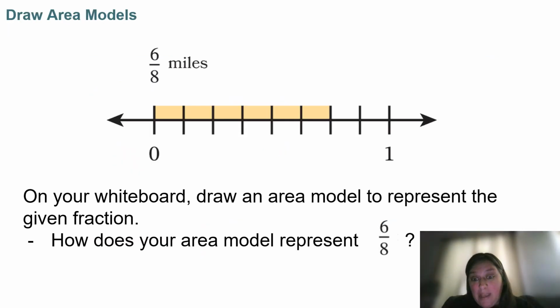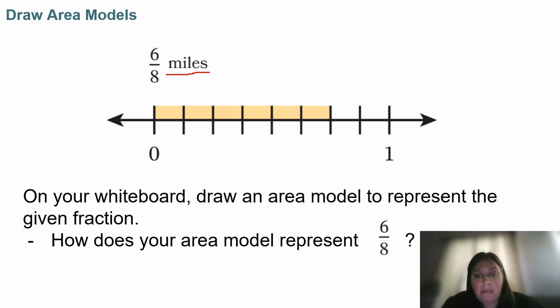Okay, so now we have another model represented. And this model, you are hopefully thinking, is a number line. So we can use a number line to represent fractions. Okay? And we know that this model is showing us 6/8 miles because it tells us the unit here is miles. So that's maybe somebody went for a run or they went for a walk. They took a really short drive. So some of you might actually walk 6/8 miles when you walk to school every day.